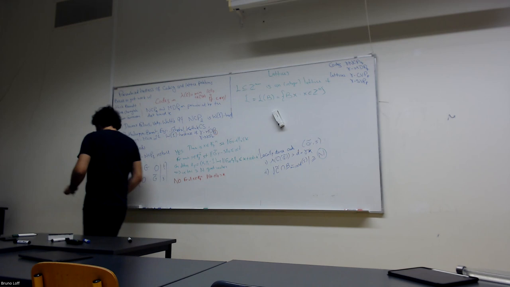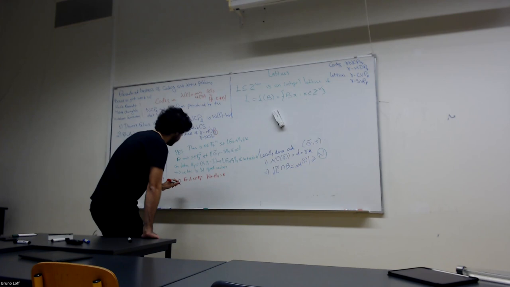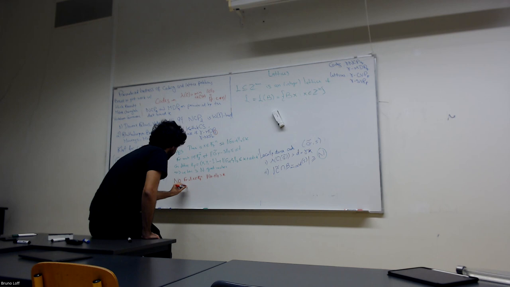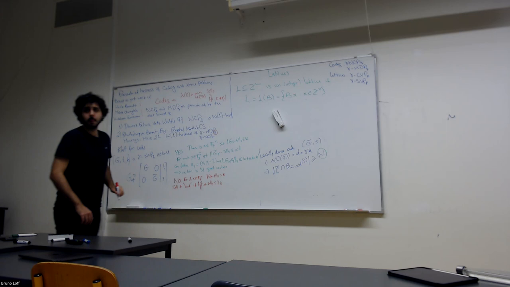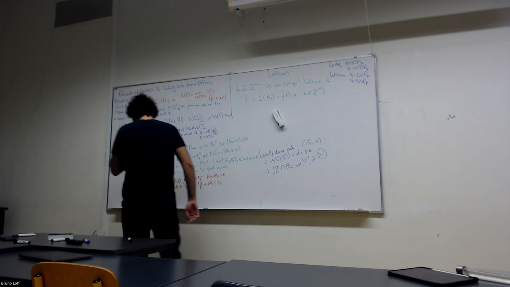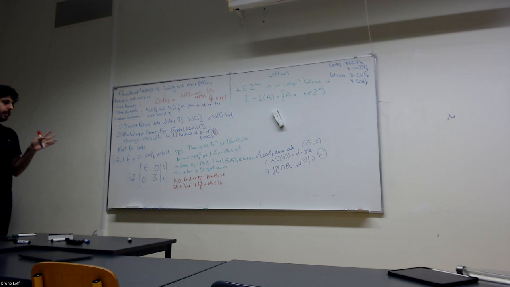So all code words are far. Let's call it Z. This is a short vector in the code. I'm going to call the bad vectors short vectors in the code. What do I want to do? I want to upper bound the number of these bad vectors.